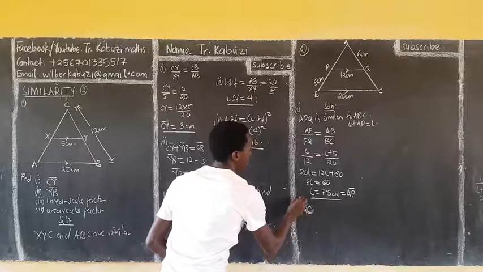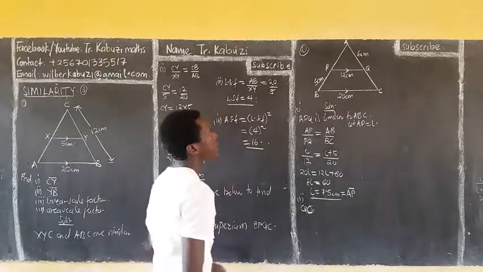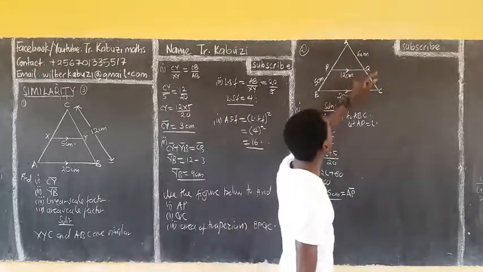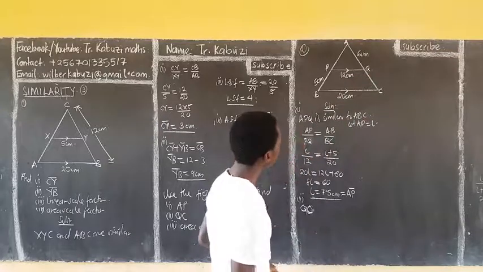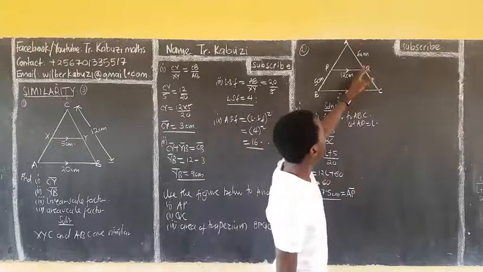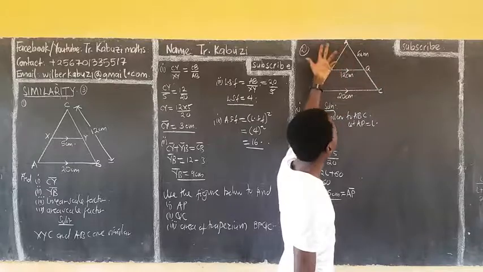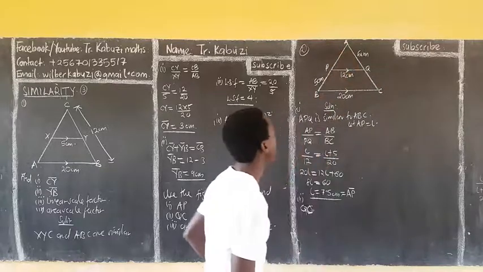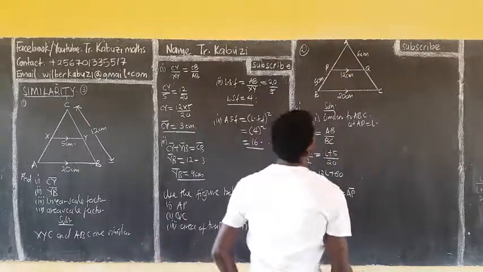QC in Roman numeral 2. Where is QC? QC is here. What am I going to use? So that QC is on this line. I don't have it, so I can also use similarity. So you use what you know already.